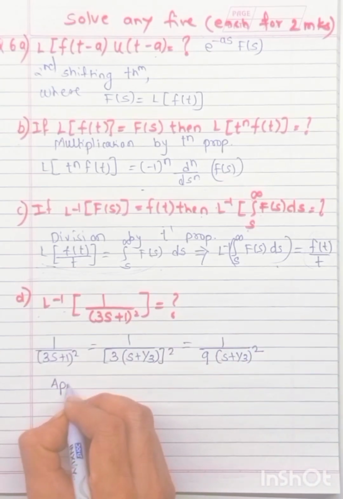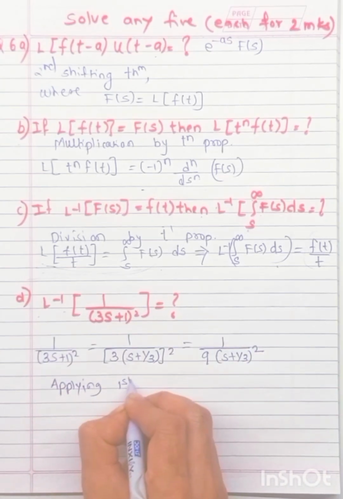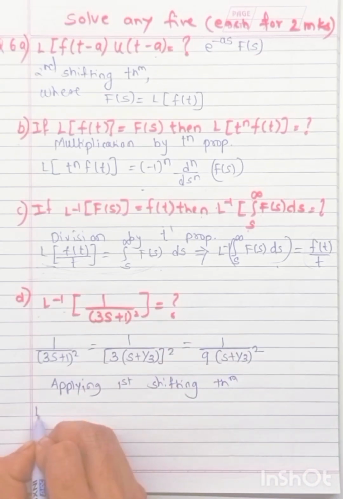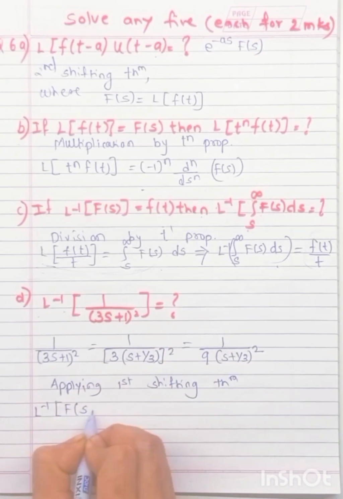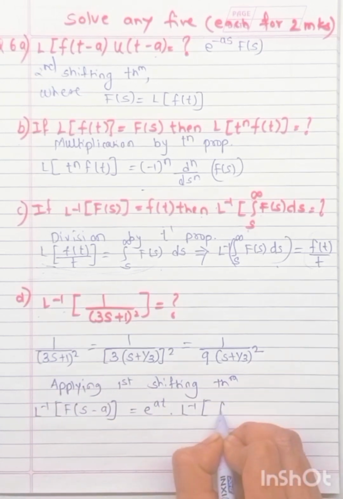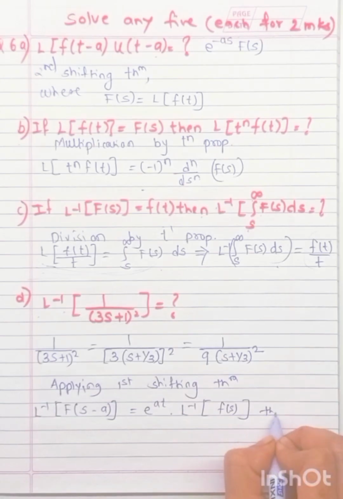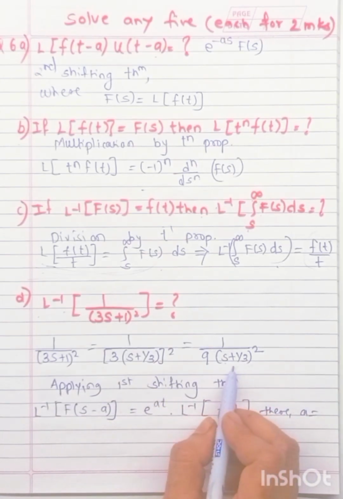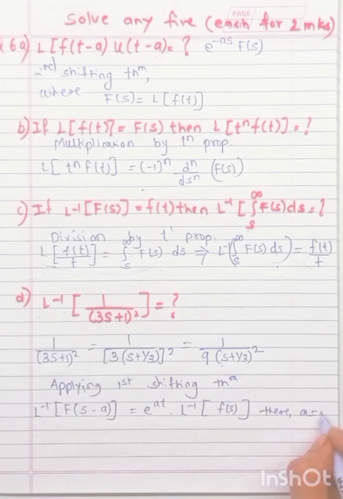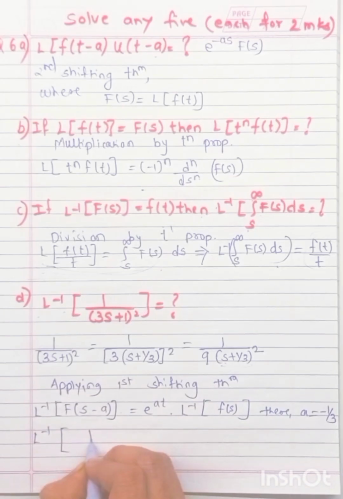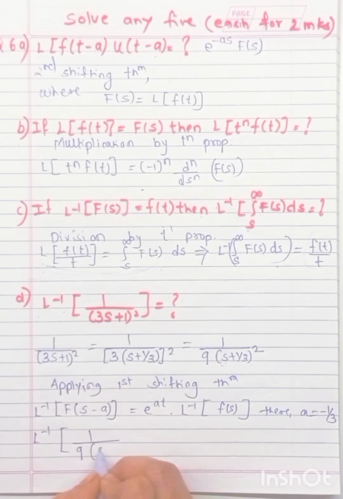Now here I am applying first shifting theorem for inverse Laplace transform. So this must be L inverse of f of s minus a is e raised to at L inverse of f of s. Here, what is the value of a? If you compare s minus a with s plus 1 by 3, the value of a must be minus 1 by 3.